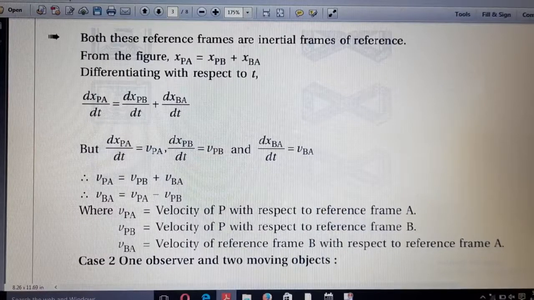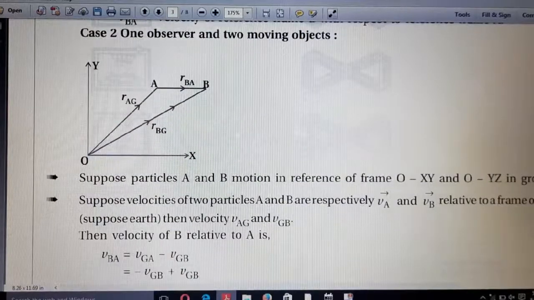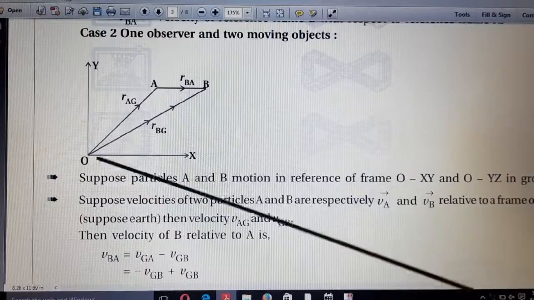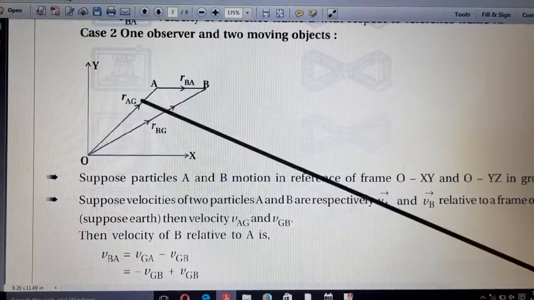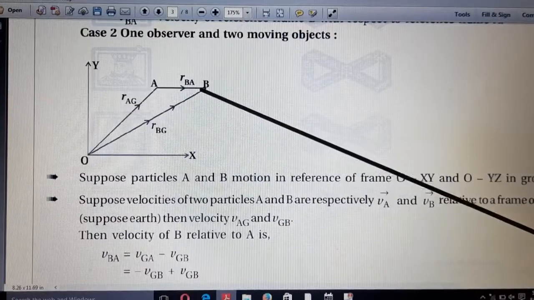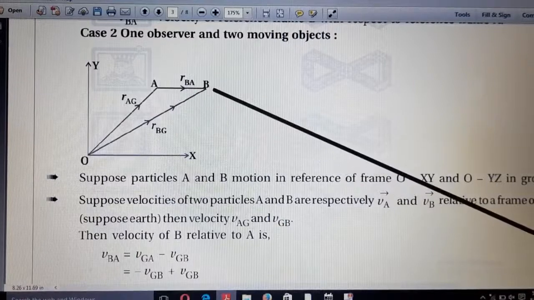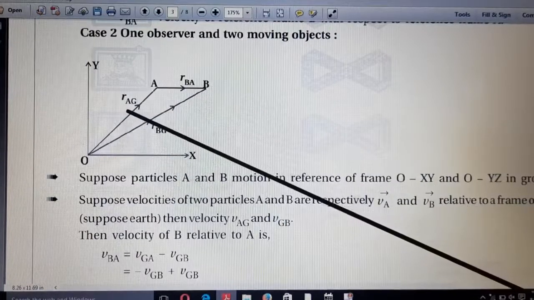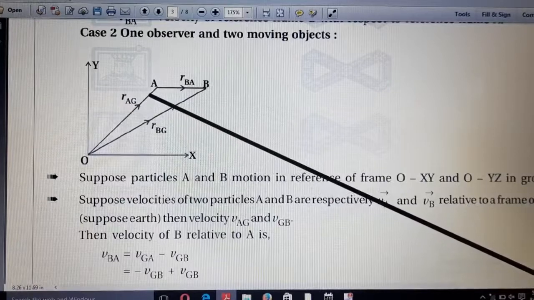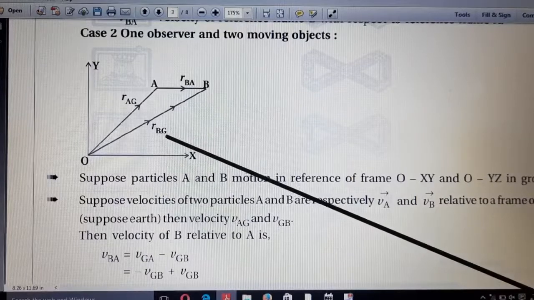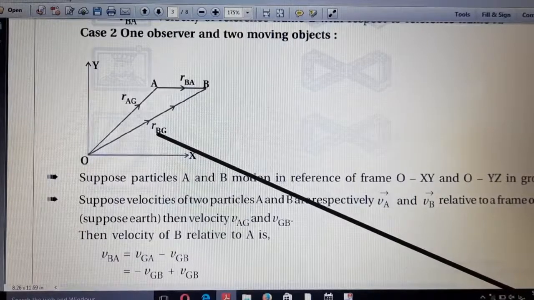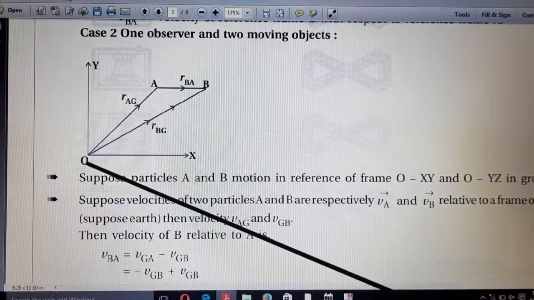And now we show the second case. The observer, means one observer and two moving objects. Here O is the reference frame origin, and A and B are two moving objects. RAO is the position of particle A with respect to O, and RBO is the position of particle B, otherwise object B, with respect to origin O.